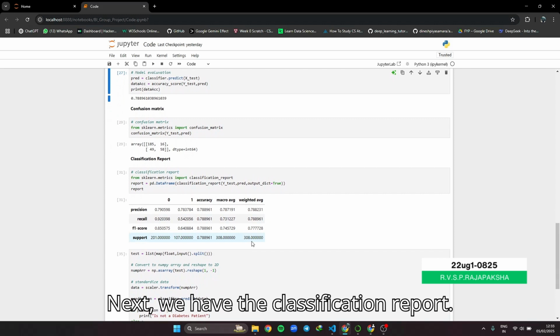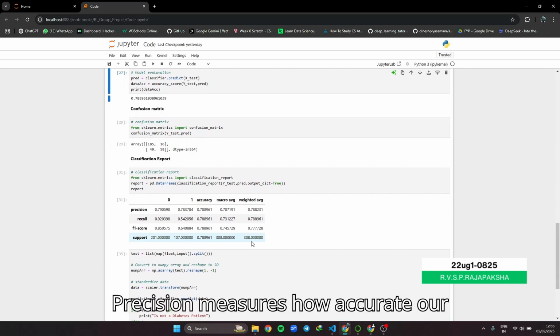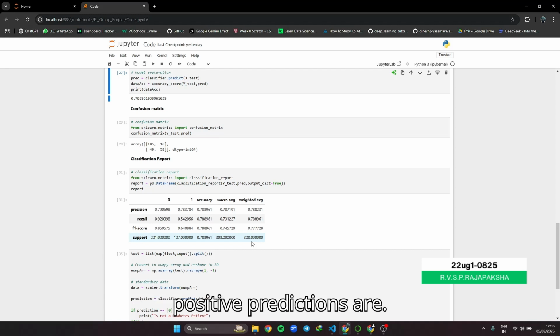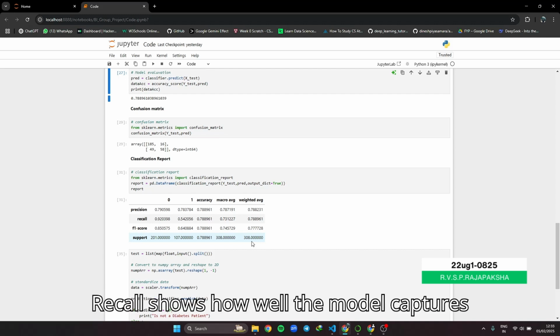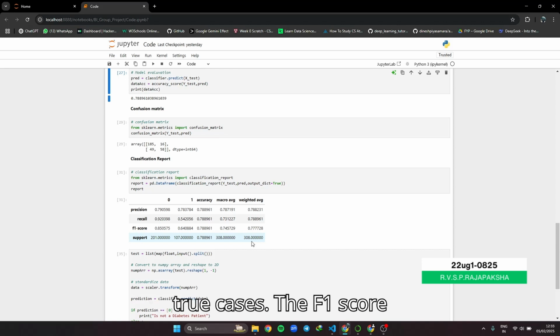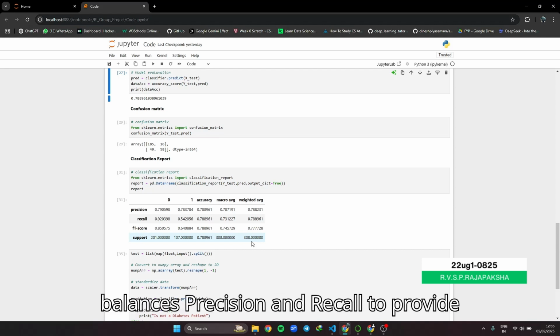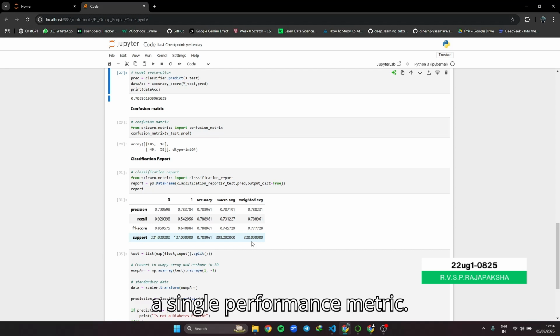Next, we have the classification report. Precision measures how accurate our positive predictions are. Recall shows how well the model captures true cases. The F1 score balances precision and recall to provide a single performance metric.